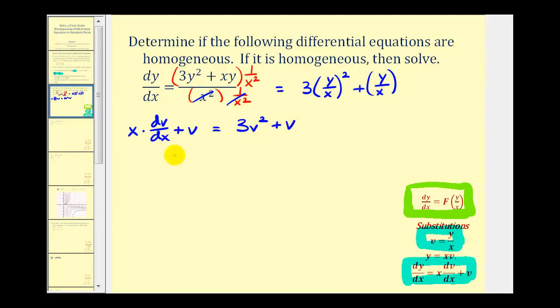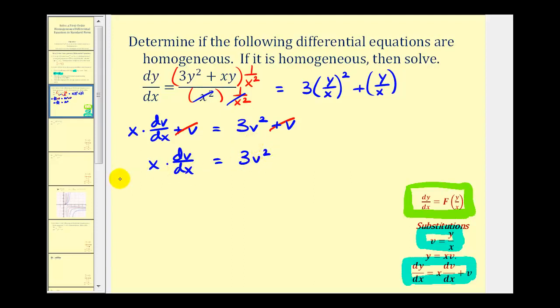And now we can solve this using separation of variables. Notice that we have a plus v on both sides of the equation. So if we subtract v on both sides, these two terms would simplify out. So we'd have x times dv/dx equals 3v squared.